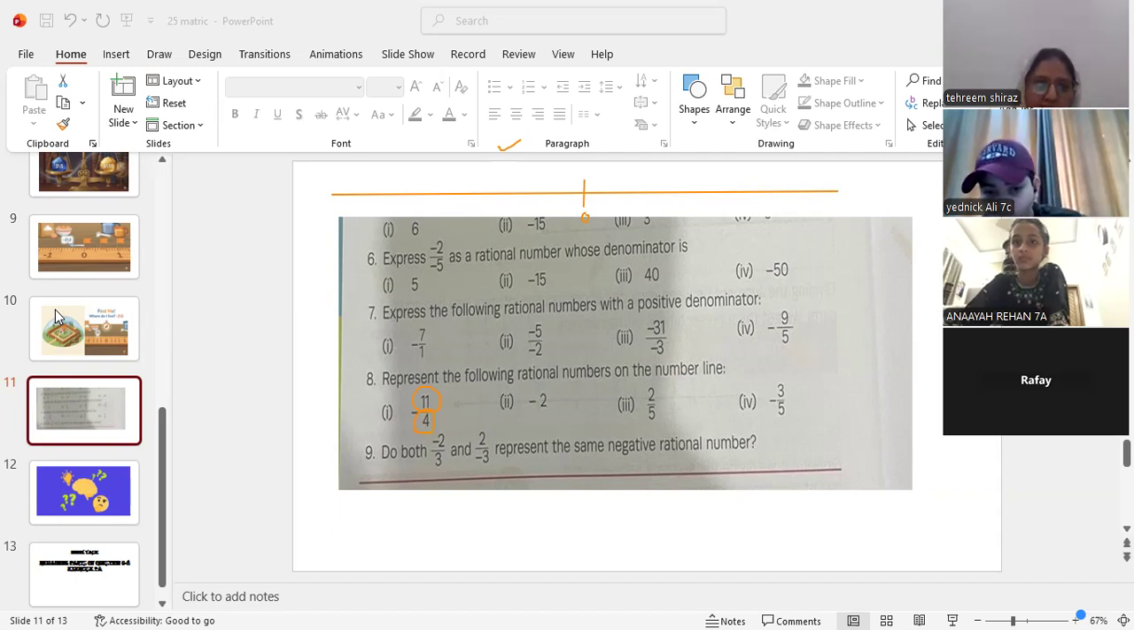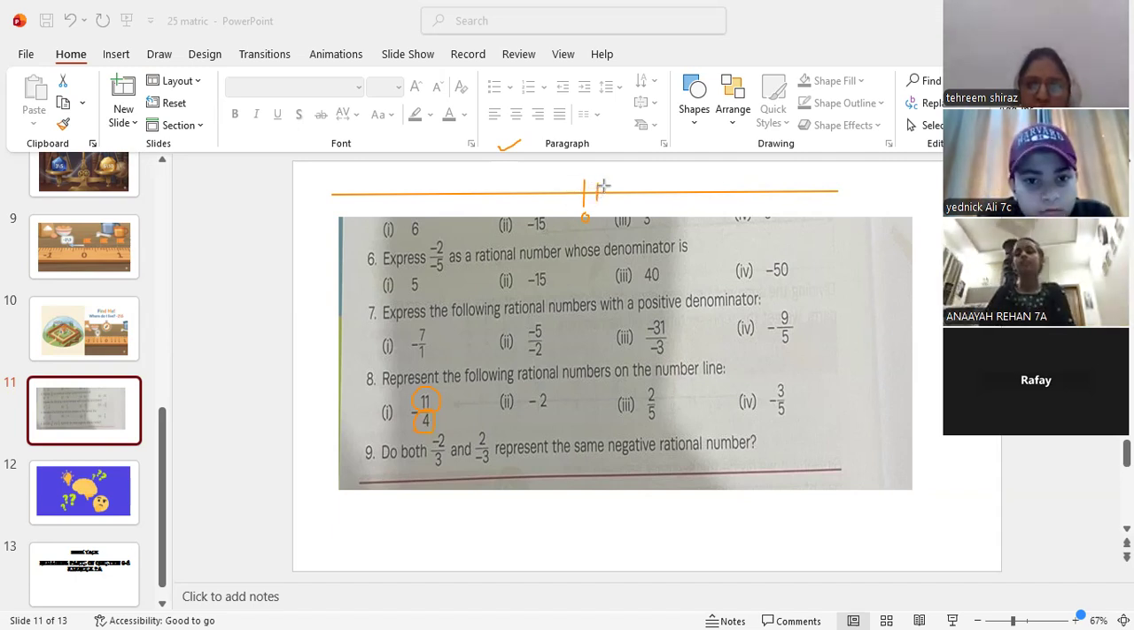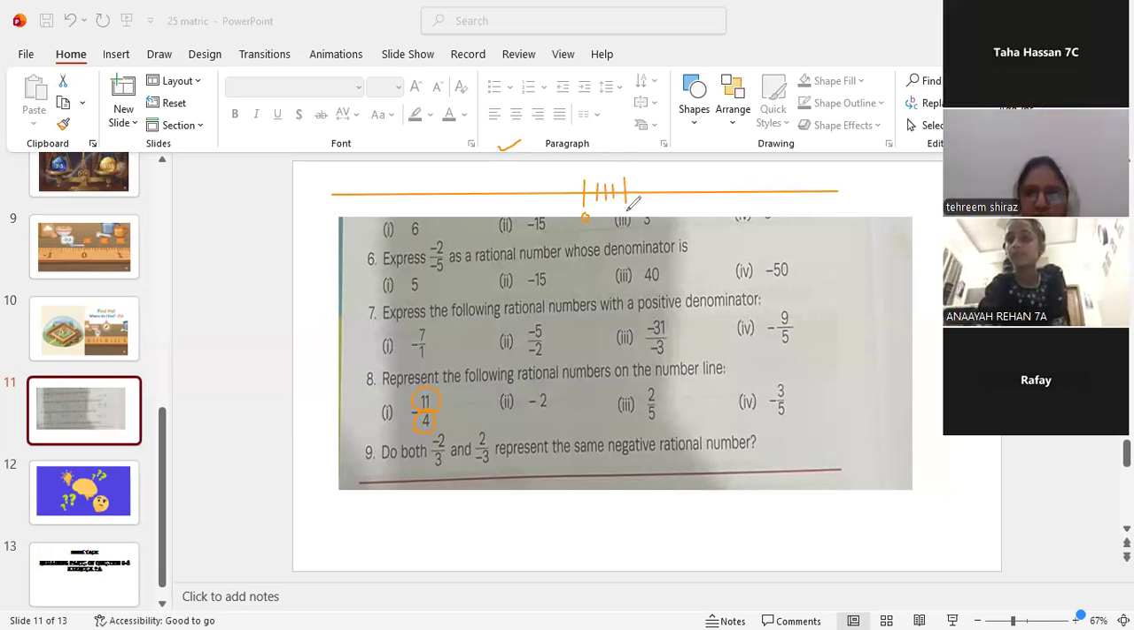Just see this. I have to mark 4 spaces, 1, 2, 3, and at the 4th space, I will write 1.